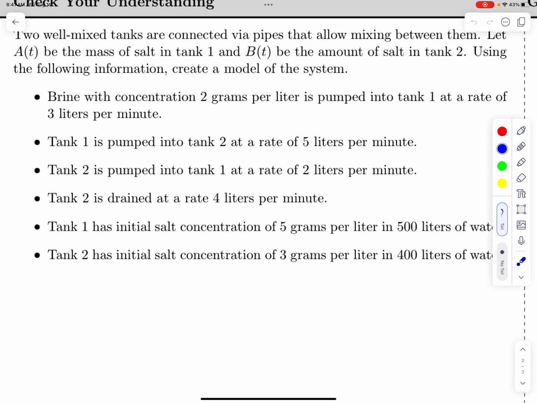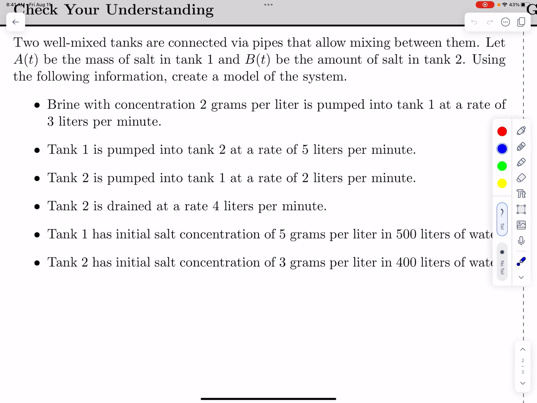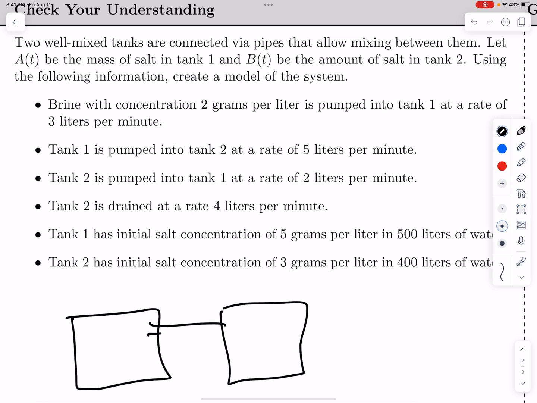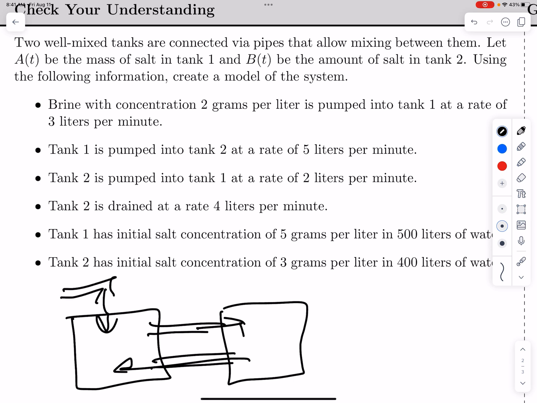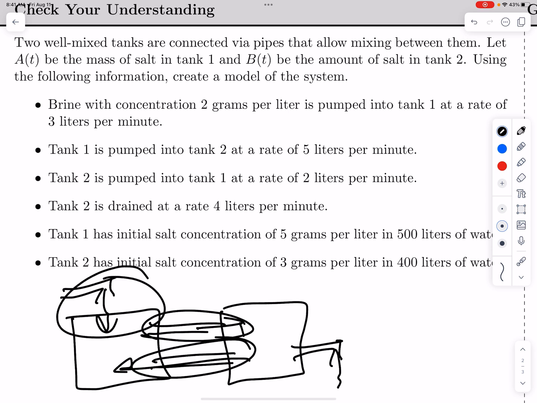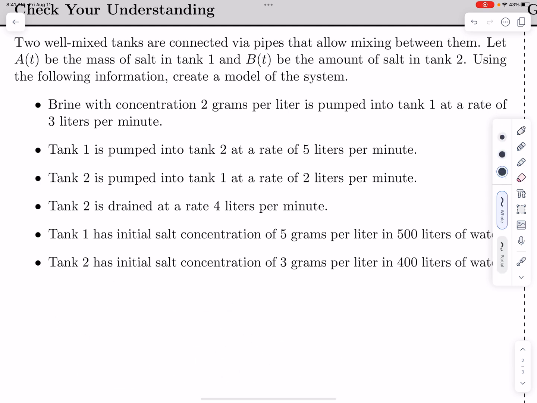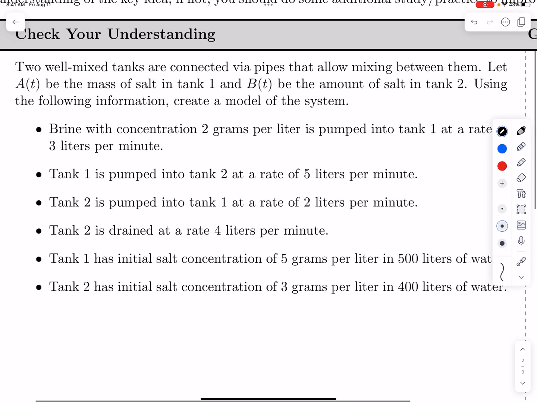It looks to me like we've got a classic tank mixing problem, where you have two tanks and one tank dumps into the other one and that tank dumps back into the first one, and maybe there's some water flowing in and some water flowing out, and you have to model all the different flows and make sense of the problem that way. Okay, so let's read it and see if we can work this one out.